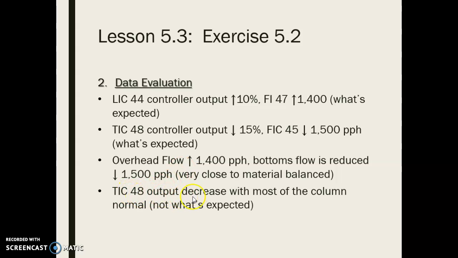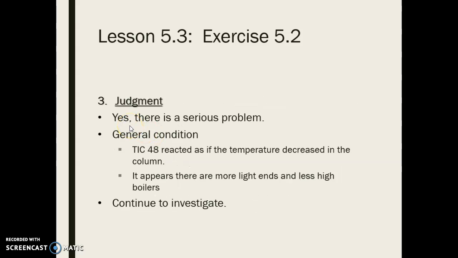And TIC output decreases with most of the column's temperatures normal. That's not expected. So this is really one of the issues here. TIC 48, what's going on? Why is the temperature normal, but at the same time the output has decreased? So let's see if we have a problem. Yeah, there is a problem. TIC 48 reacted as if the temperature decreased in the column. It appears that there are more light ends and less high boilers.